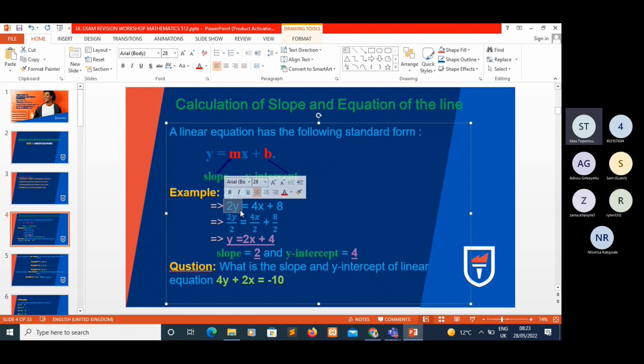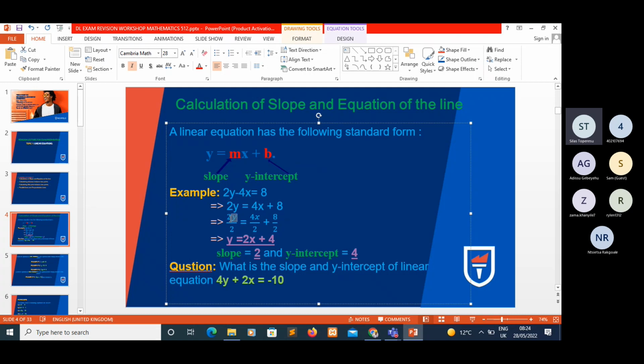So for me to eliminate the 2 attached to y, for me to be left with y, because I need my equation to be in this form, which is y equals something on the right side. So which means I have to divide each term by what? By 2. So if I divide here by 2, and here by 2, and here by 2, I'm going to be left with what?